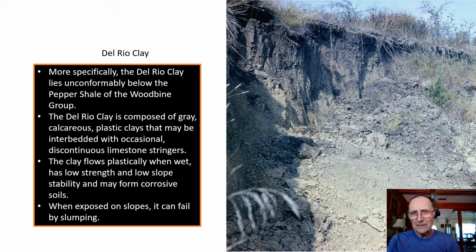I should tell you that the Del Rio Clay is composed of a gray calcareous plastic clay that may be interbedded with occasional and discontinuous limestone stringers. These clays flow plastically when wet. They have low shear strength and low slope stability and may form corrosive soils. When exposed along the slopes, it can fail by slumping.